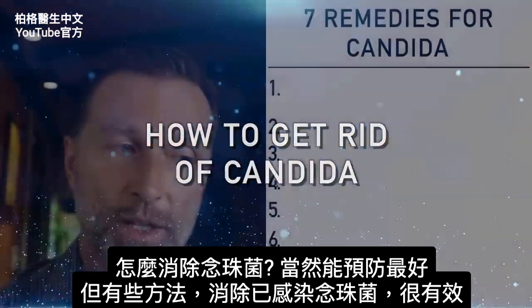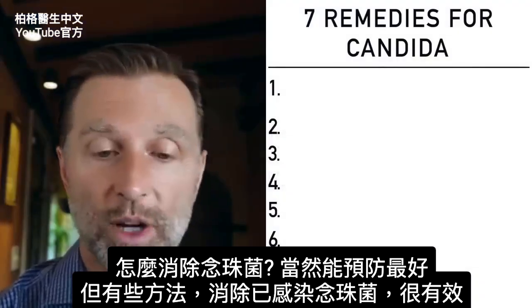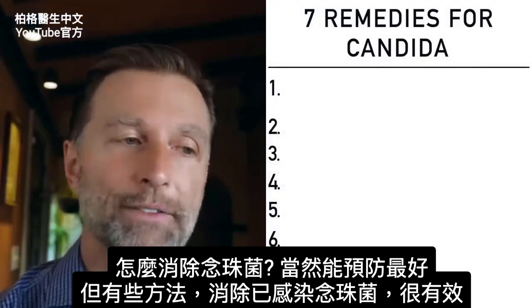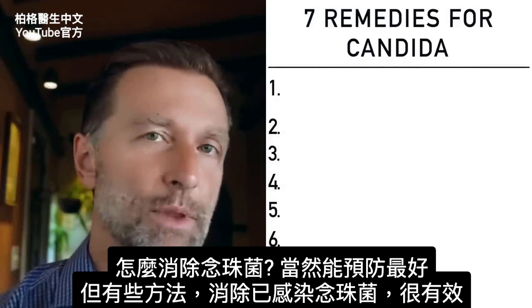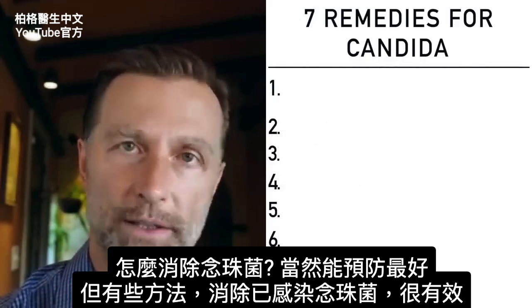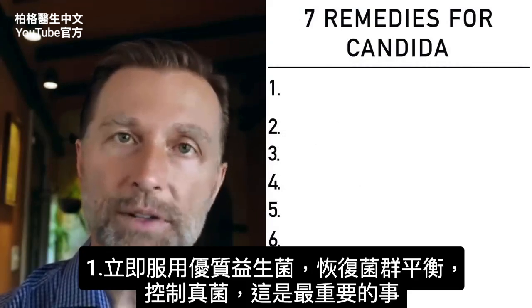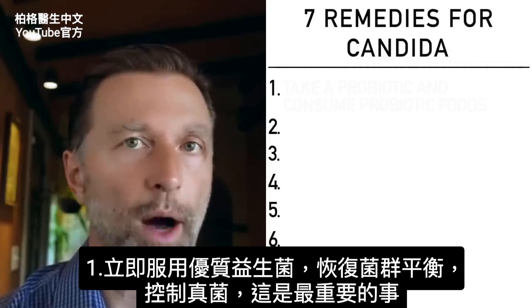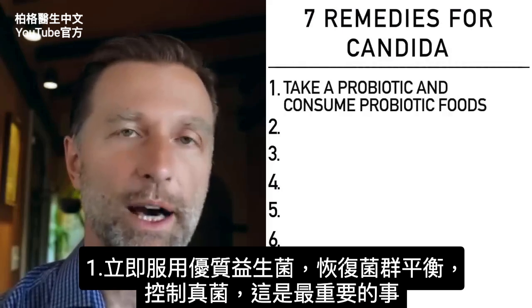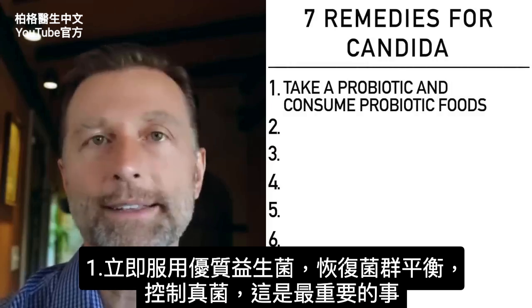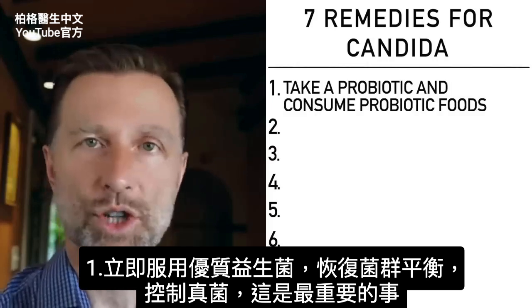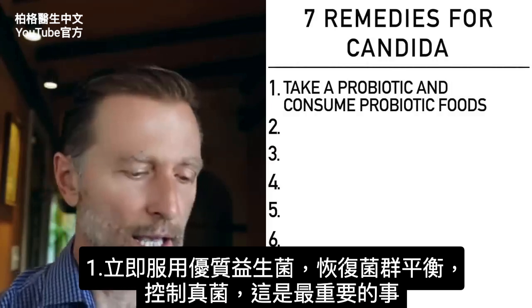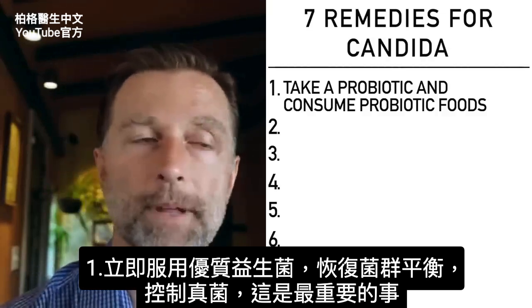Now let's talk about how to get rid of candida. Of course, the best way is to prevent it, and you can use what I'm going to tell you to prevent. But if you have candida, here's some things that will be very effective. The first thing is to take a probiotic, a good probiotic to put back in the flora to then keep this candida in check. That's the most important thing, and you need to start on something immediately.